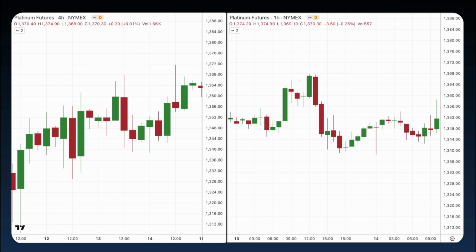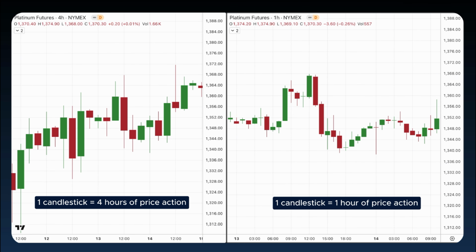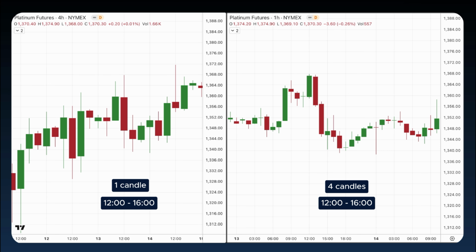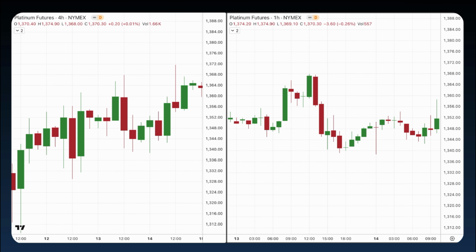And what does each candlestick then mean? One candle on the left, so on the 4-hour time frame, equals 4 hours of price action, whereas one candle on the chart on your right equals 1 hour of price action. So how is it that these two time frames actually connect? In order to explain that, we're going to be looking at the price movement that happened from 12 p.m. until 4 p.m. So it's a 4-hour price movement, which would mean we're looking at one candle on the left, and the same 4-hour price movement is then 4 candles on the right, because we're zoomed in with a 1-hour chart. So again, one candle on the 4-hour chart equals 4 candles on the 1-hour.